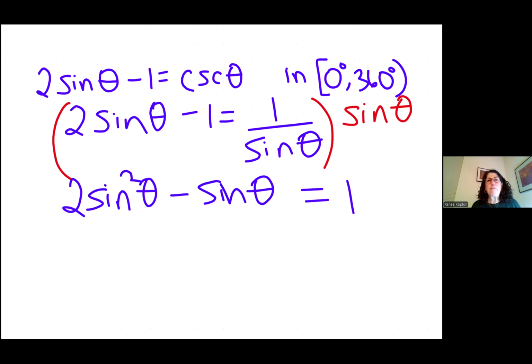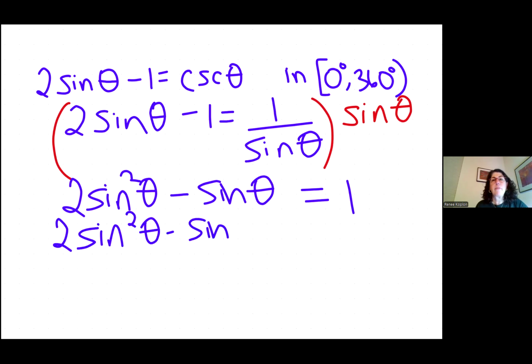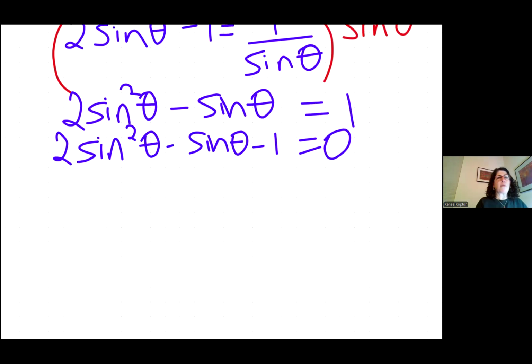It's almost in perfect form for us to think about this quadratic equation in terms of factoring, but let's move that 1 over to the left-hand side. So we have 2 sine squared theta minus sine theta minus 1 equals 0. Now we're perfectly positioned to make use of factoring and the zero product property.